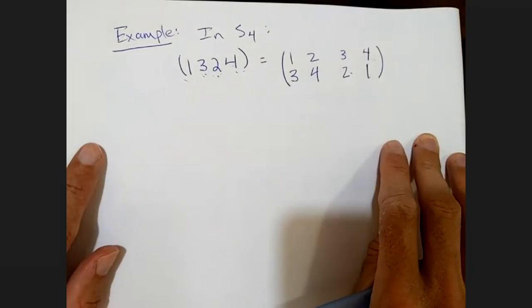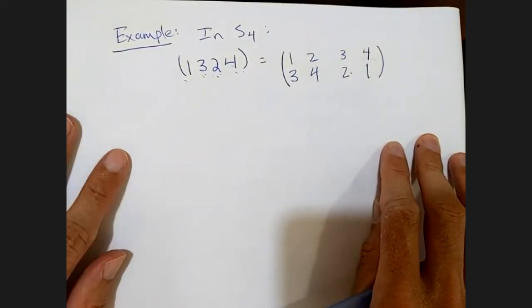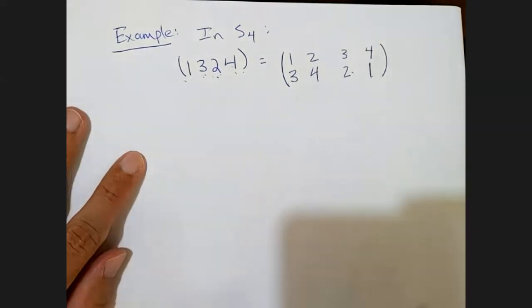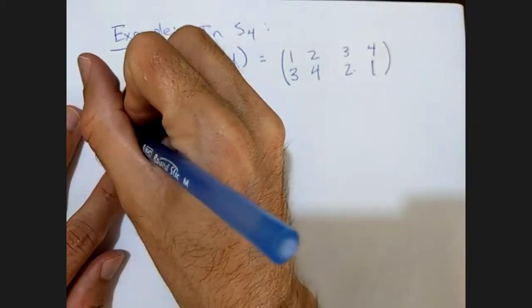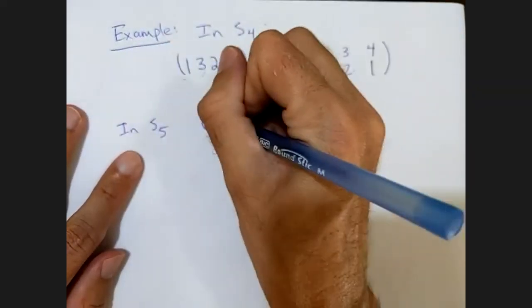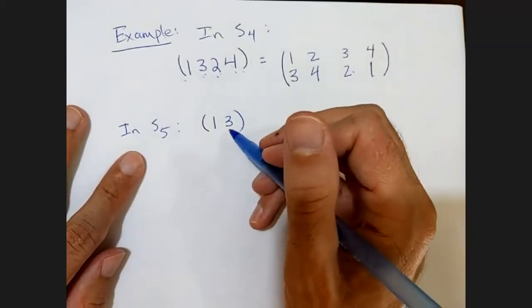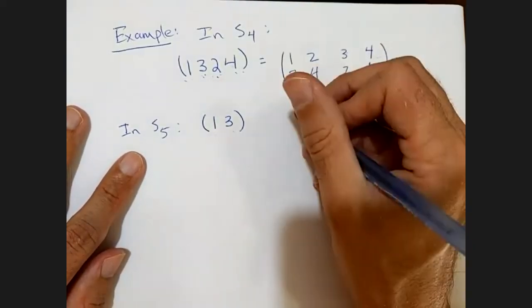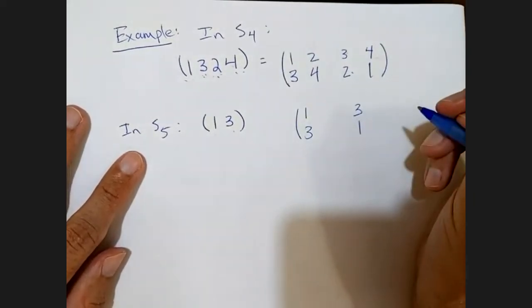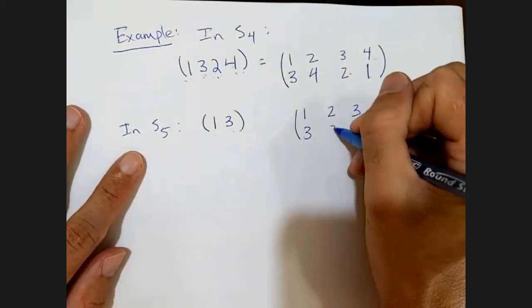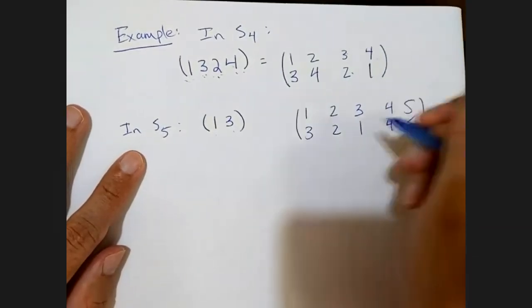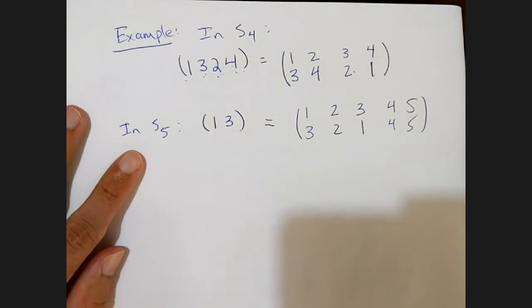As another example, in S5, we have this 2-cycle (1 3). This is just the permutation which sends 1 to 3 and 3 to 1. And everything that doesn't appear stays the same.